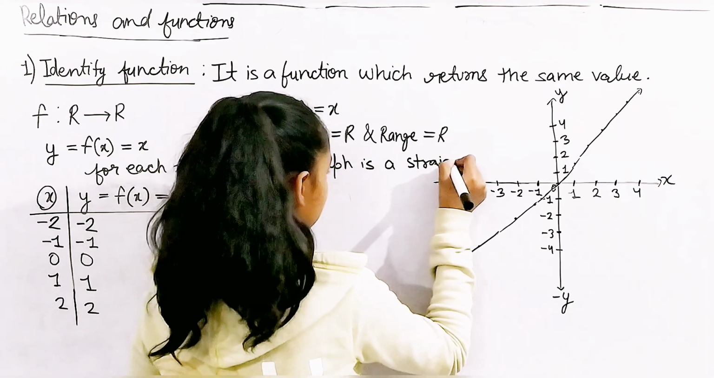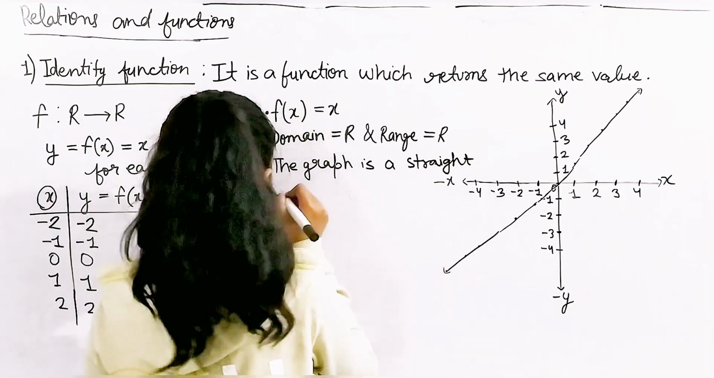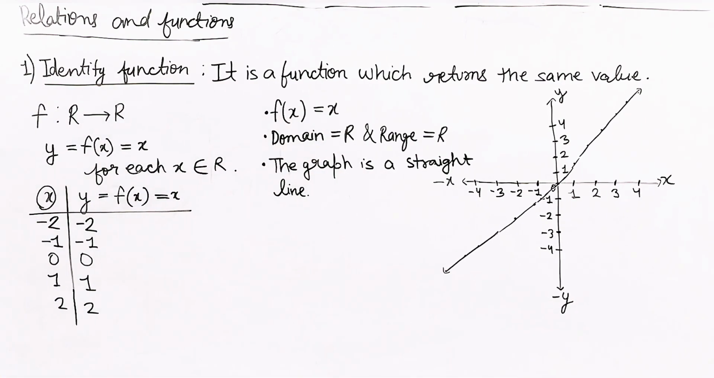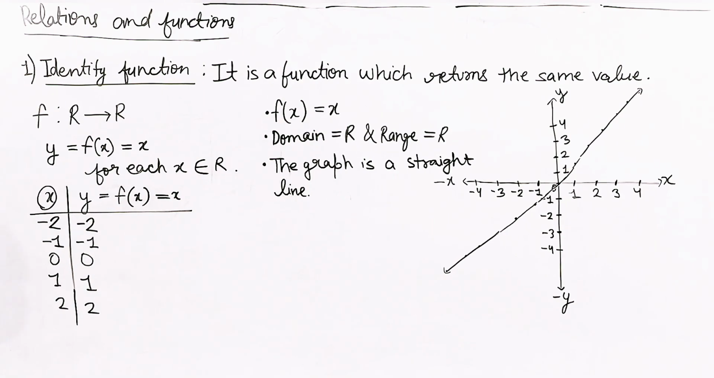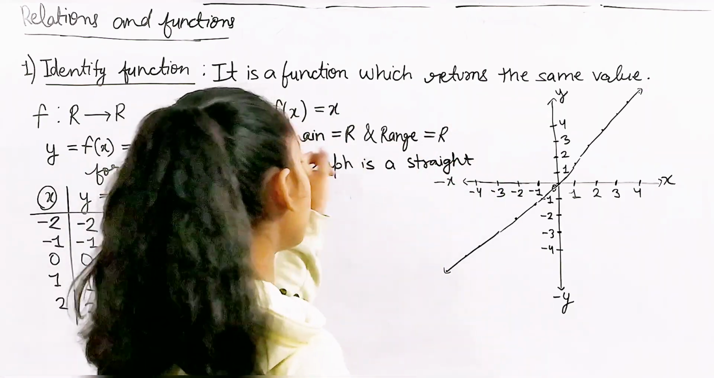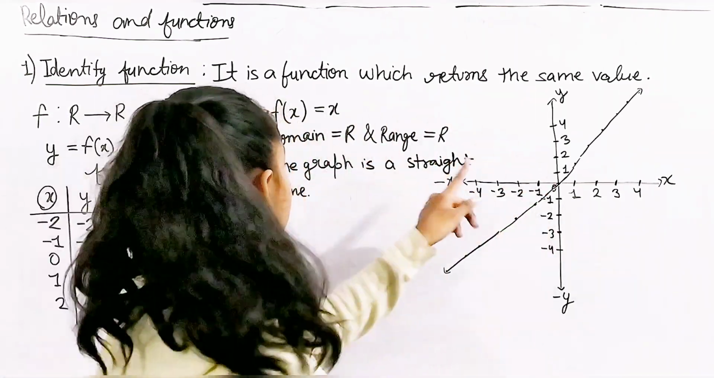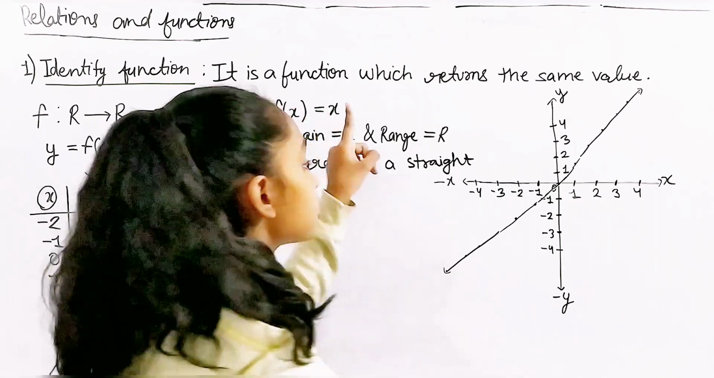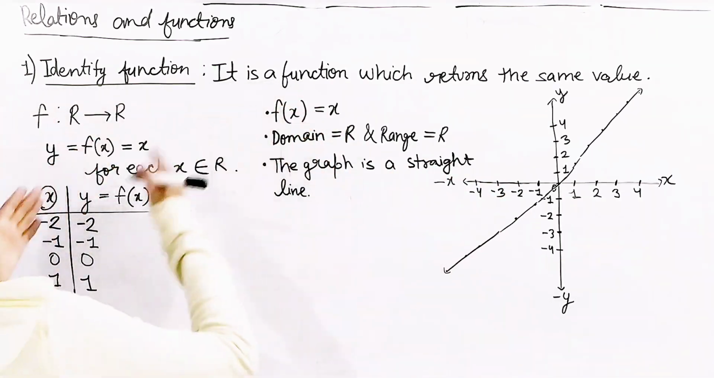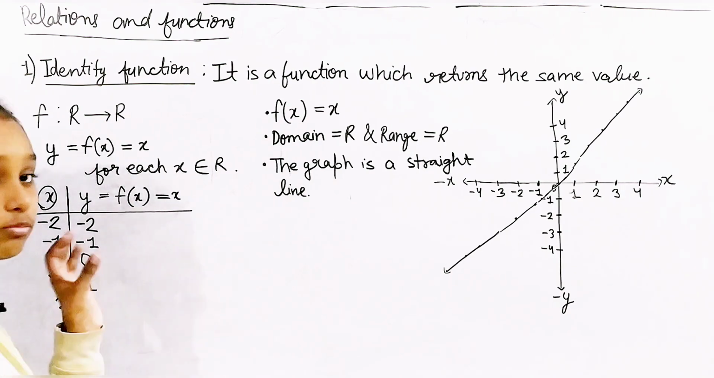As we can see, the straight line. Okay, that's it. Just have a look at these 3 points. Nothing else. Okay, so the graph is a straight line, and both the domain and range will be real numbers. And one more thing, f(x) is equal to x, which means it's going to return the same value.